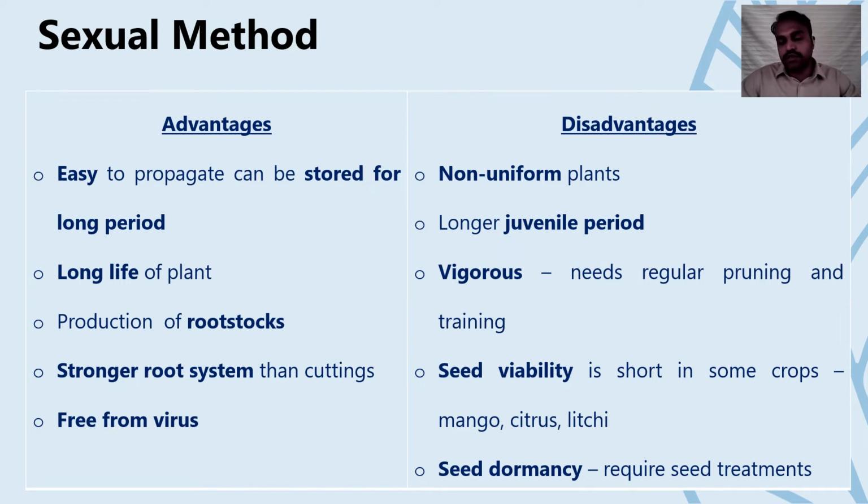Another issue with seed propagation is seed dormancy. There are different conditions why seed dormancy happens, and we need to provide different seed treatments to overcome the seed dormancy and encourage germination.